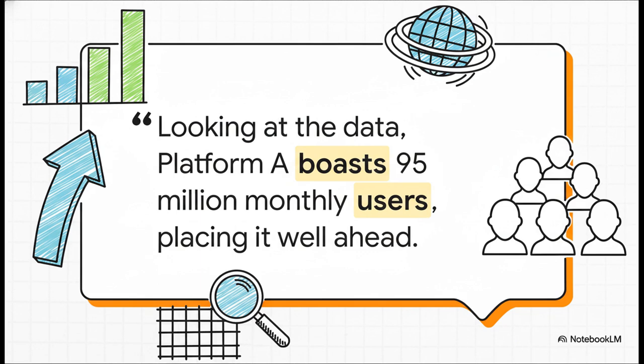Okay, time for the details. Step 3, our first key feature. We'll start with the biggest point from our overview, that high value. We'd write, looking at the data, Platform A boasts 95 million monthly users, placing it well ahead of its competitors. We're just stating the fact and using the specific number to prove it.